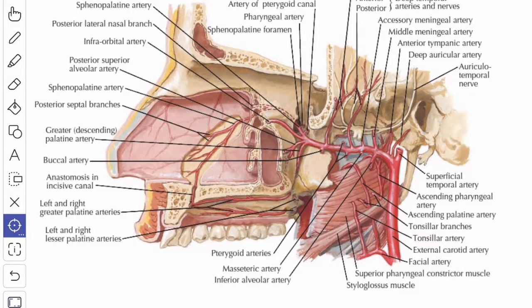The posterior lateral nasal branches ramify over the concha and the meatus and supply the sphenoidal and the ethmoidal air sinuses, and the posterior septal branches cross the undersurface of the body of the sphenoid and pass forward and downward along the nasal septum, and one branch is long and runs in the groove on the vomer towards the incisive canal and makes anastomosis with the terminal branch of the greater palatine artery.